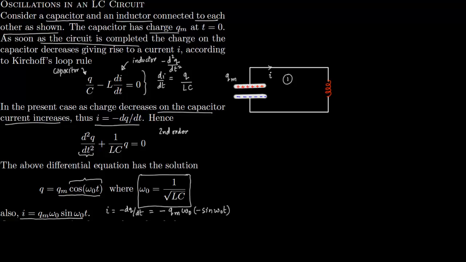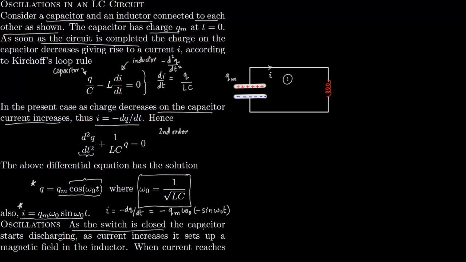So let us now see the oscillations more figuratively. So what essentially is the process? Analytically it is clear that there is oscillation. Charge moves as cosine and current moves as sine. But let us now see a more descriptive form. Now as the switch is closed, the capacitor starts discharging. So you can see in figure 1, the current starts flowing out of the capacitor.